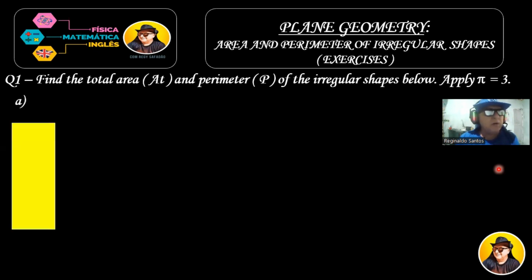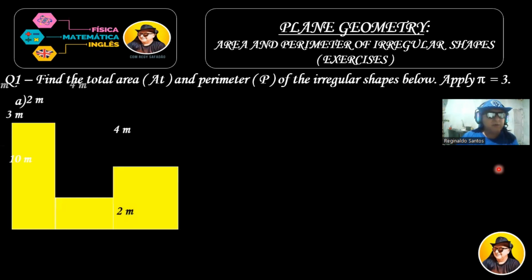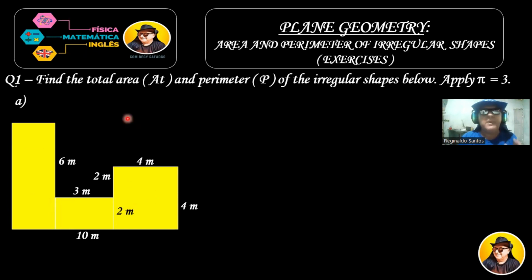Okay, so question number 1, let's see these irregular shapes. The measurements are coming. What we are going to do is split the figure. We have a rectangle here, another rectangle here, and a square here. So we are going to split the figure into 3 other figures that we are going to name A, B, and C. The first one is A, the other one is B, and the last one is C.